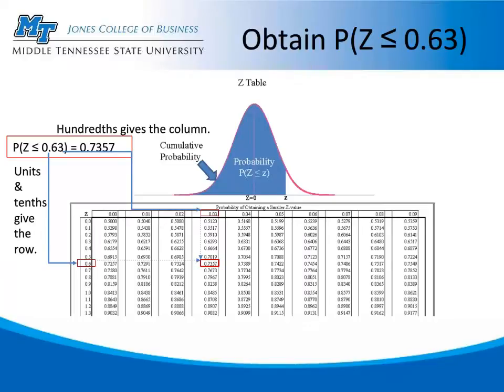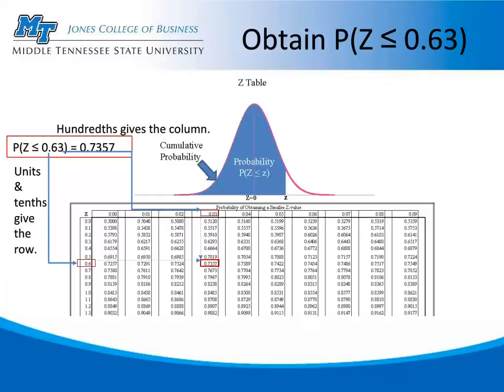Now we go to the z table. Remember, if you look in Chapter 6 and go into the videos for Chapter 6, the document's in there. It's a 2-page document, and this is on the second page. These are for the positive z values. We have a z value of positive 0.63. When you go down the left-hand side, you have the units and the tenths, and that's going to identify which row you're in. So the units and the tenths are 0.6, so we're going to be in the 0.6 row.